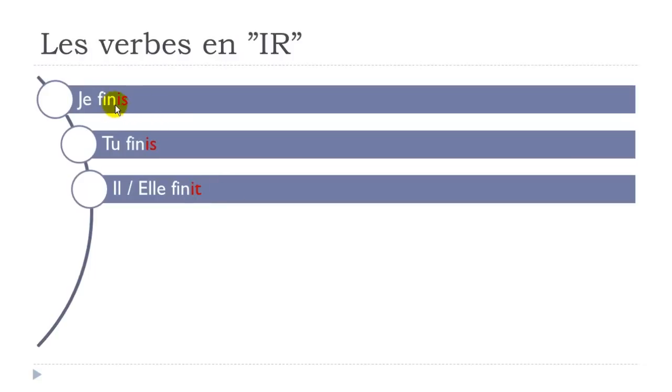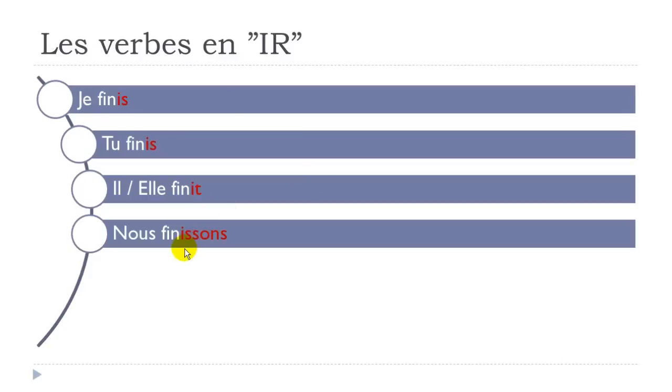So, je finis, tu finis, il finit. Phonetically, it's exactly the same form for these persons. Okay, so it's quite good if you want only to talk and not to write. So just focus on this fini form. You know that it's for je, tu, and il, elle. Okay, but then for nous, so have a look.